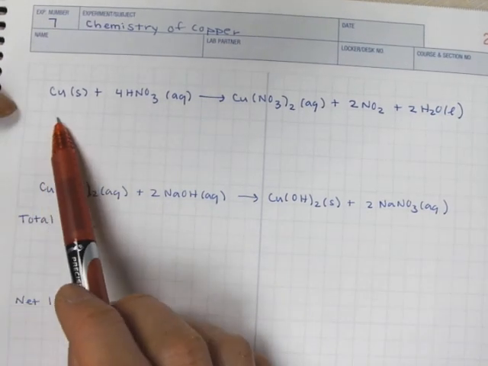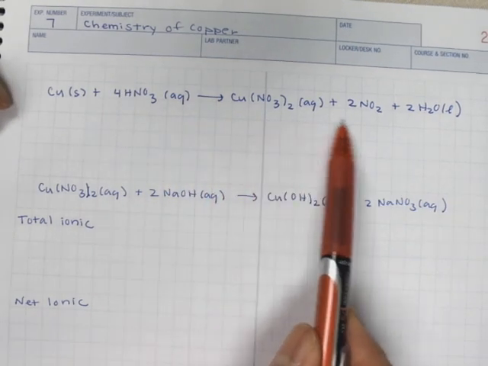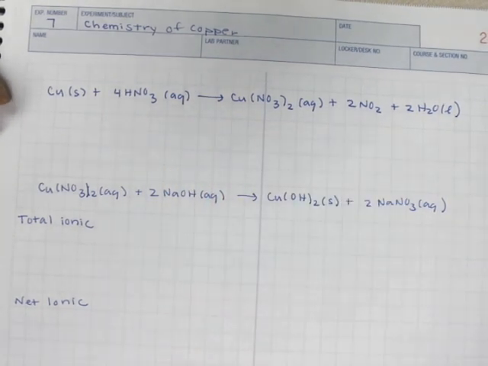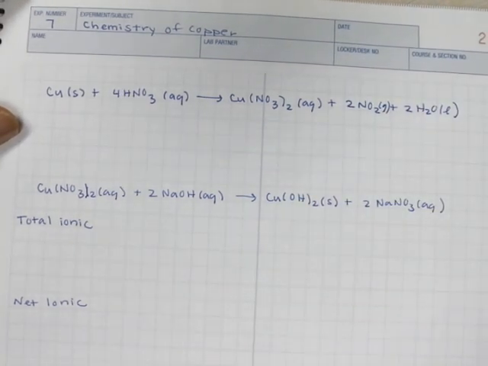So the first reaction that you're doing, you have the copper metal and you add nitric acid. That forms copper nitrate plus 2NO2. This is the gas that is given off. And then you also get water.